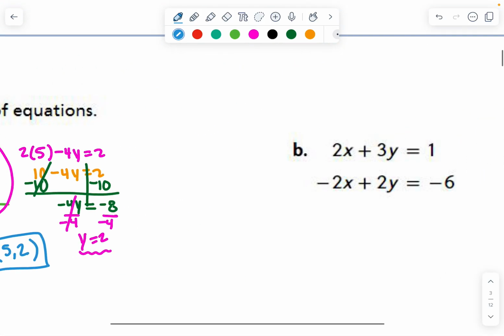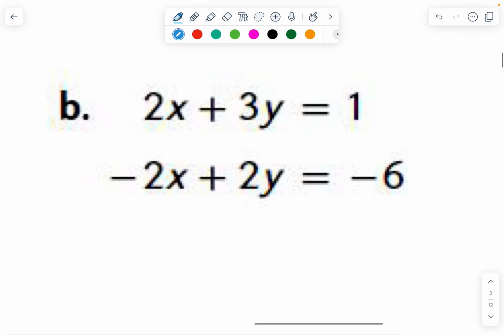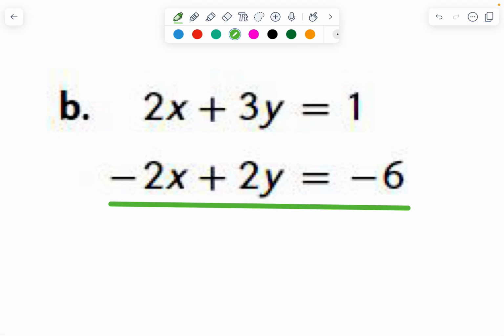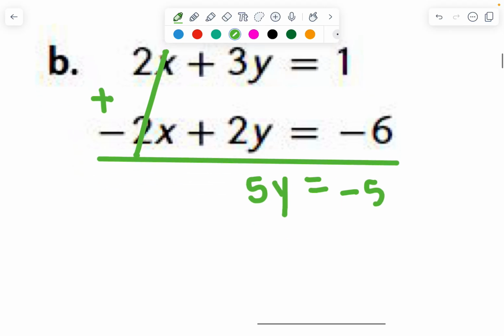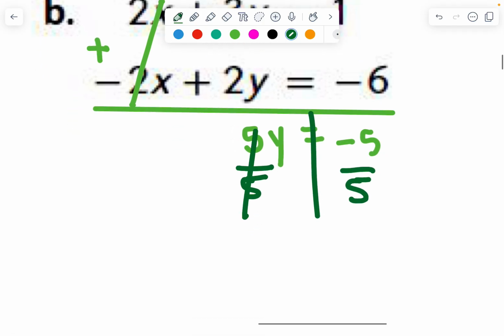All right, now let's look at B. All right, so once again, we are looking for opposites. So 2x and negative 2x are opposites. x's are lined up, y's are lined up, so I can go ahead and add my equations together. 1 minus 6 is going to be negative 5. 3y plus 2y is going to be 5y. And then our 2x's are canceling each other out. I'm going to go ahead and solve for y. Divide both sides by 5. So y equals negative 1.